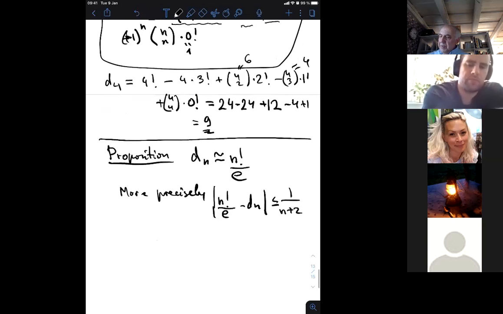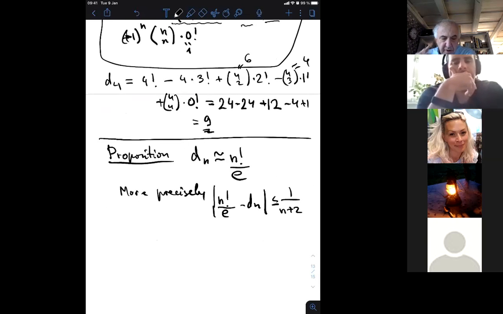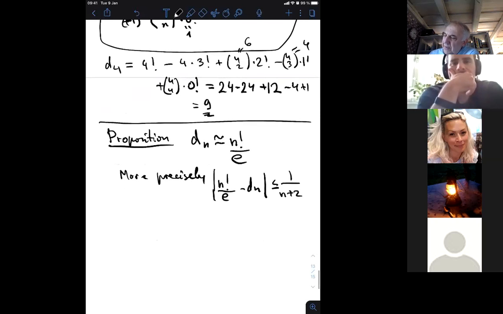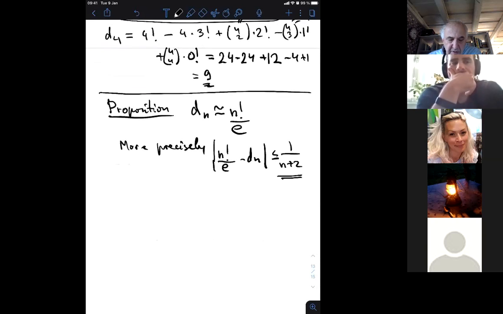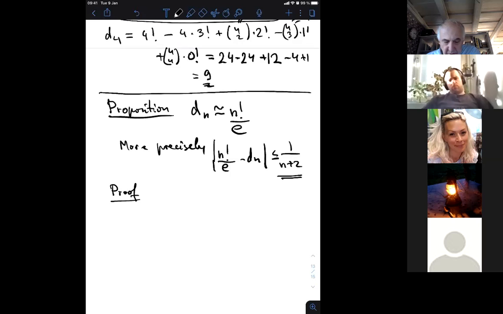So the difference between n factorial divided by e and dn decreases with n, not very quickly, but maybe there are better bounds, but at least we can get a linear bound on the decrease of the difference. Okay, so again, how to prove this? We'll look again at our formula for dn.